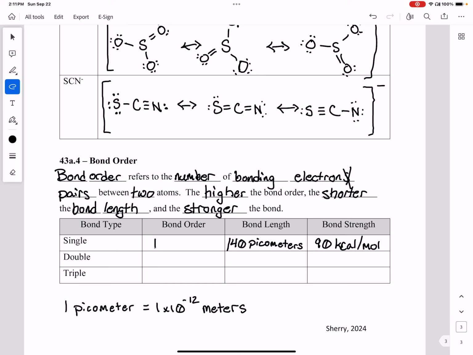So a double bond has a bond order of 2, and it's about 110 picometers. But that takes twice as much energy to break. Triple bond has, you guessed it, a bond order of 3. It has the same bond length as a double bond, but it takes 260 kilocalories per mole to break the bond.